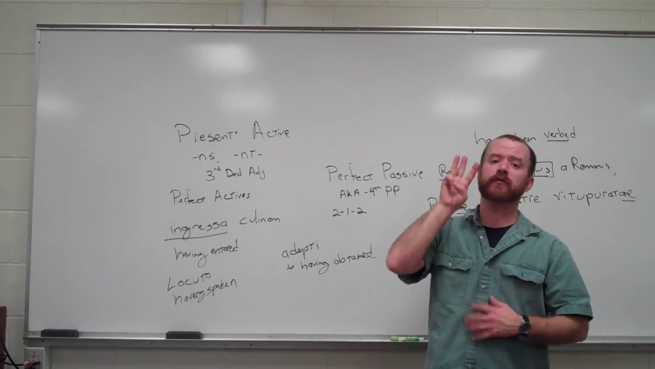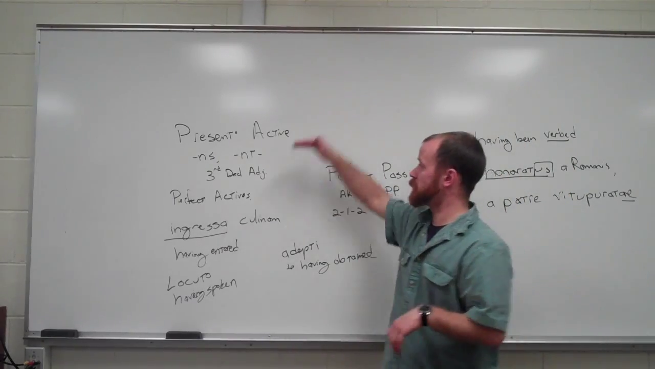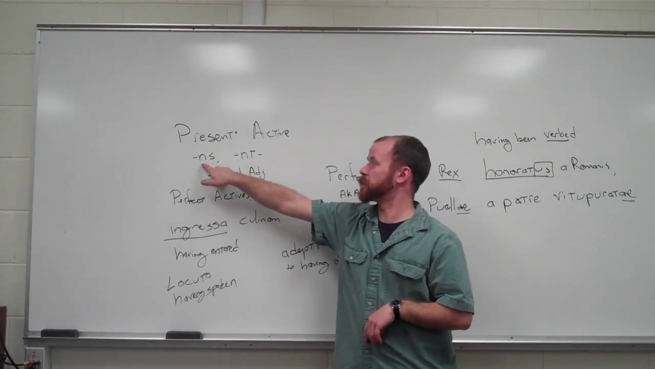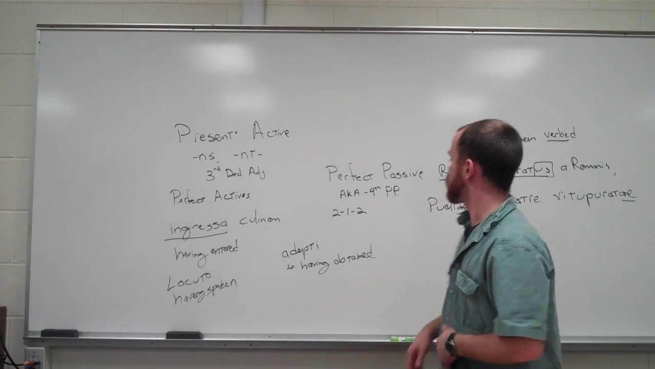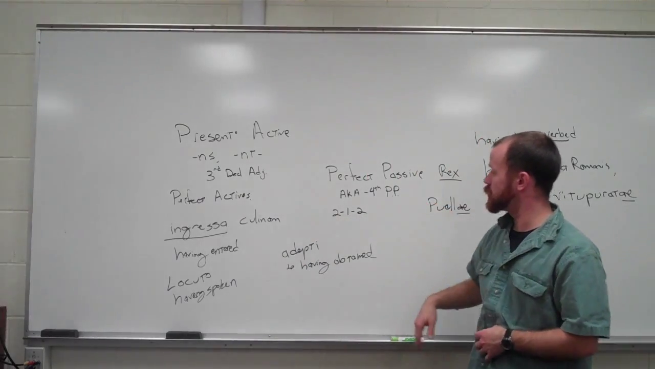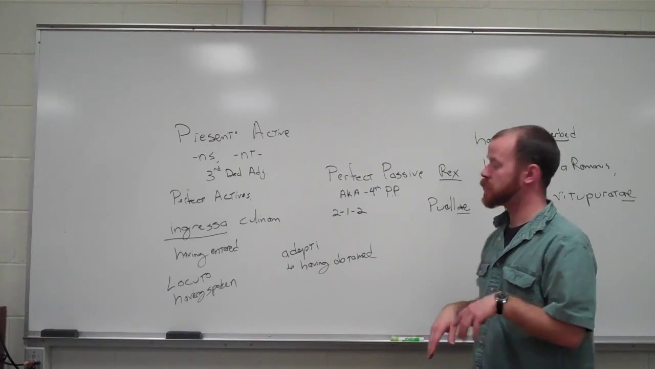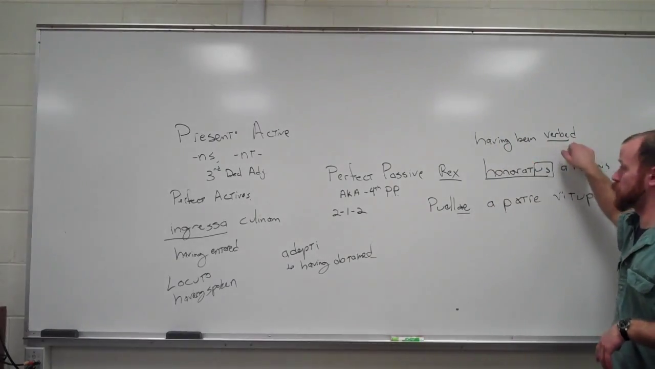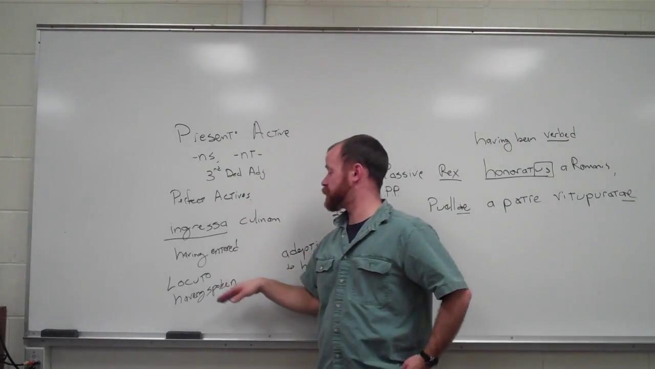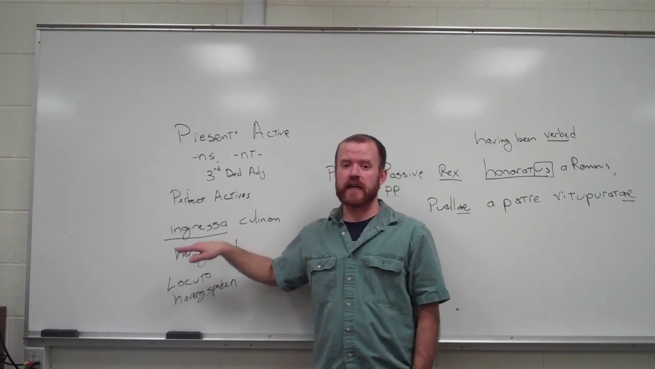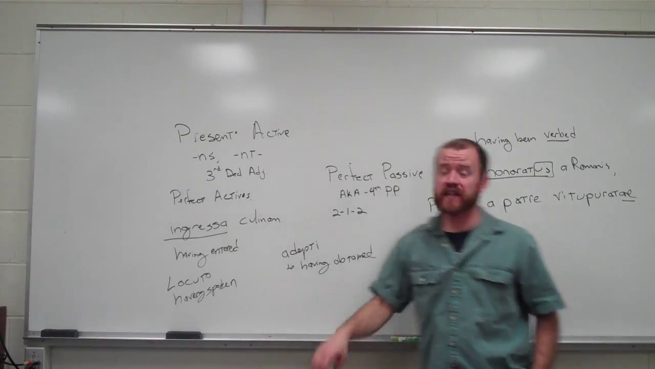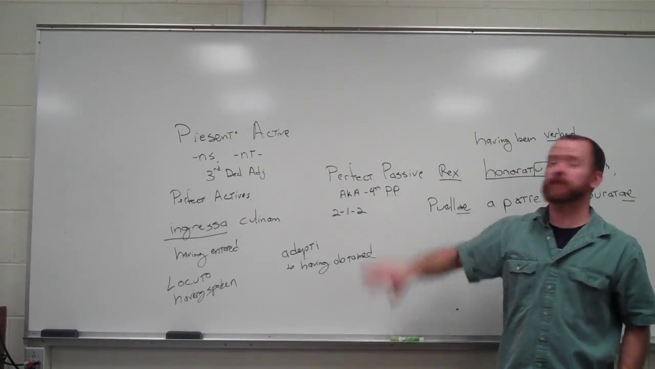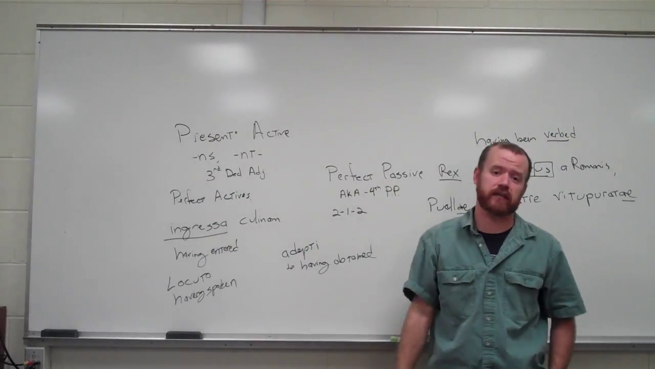So now we have three different groups of participles. We have the present active, which we know from the NS and the NT, and we translate it as ing. We have the perfect passives, which are the fourth principal parts, and we translate them as having been verbed. And now we have the perfect actives, which just translate as having verbed. And if it's a perfect active, it can't be a perfect passive. And if it's a perfect passive, it can't be a perfect active.